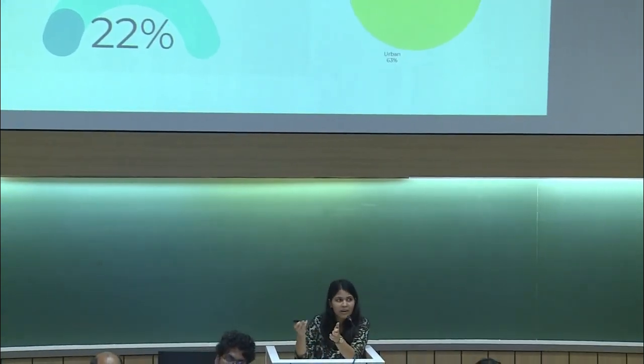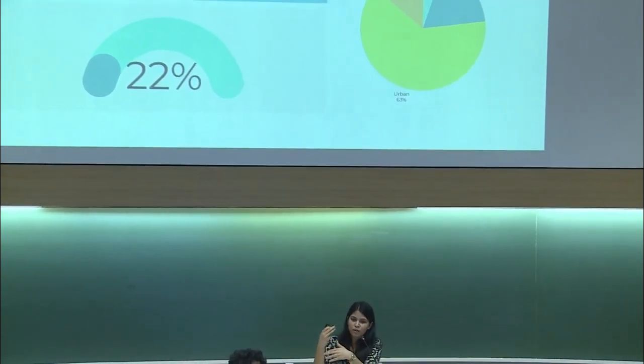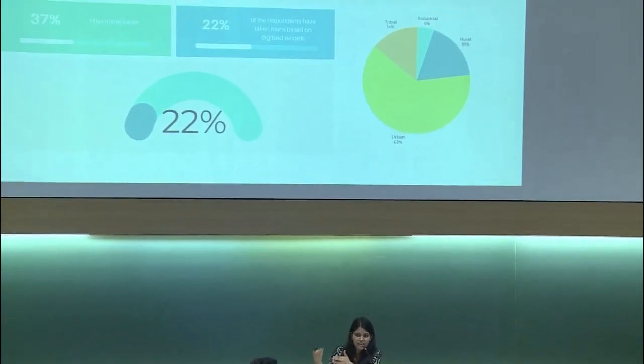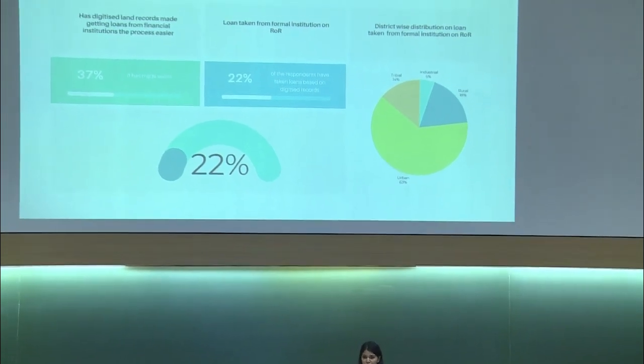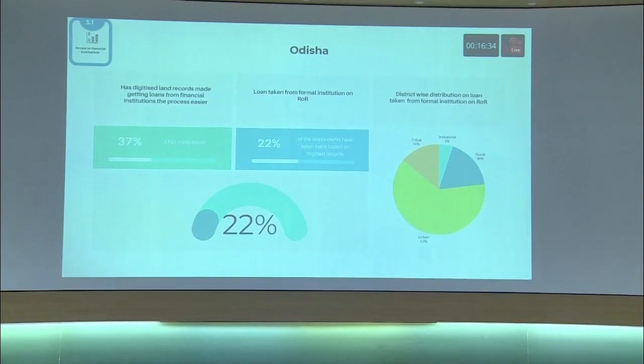So coming to Odisha, with the digitized land records, were the people or the community able to get loans from financial institutions? Has the process been easier? So it's 37%. And if you talk about what percentage of the community has taken loans from any formal institution, here we are talking about the formal institution, it's as of now 22%.